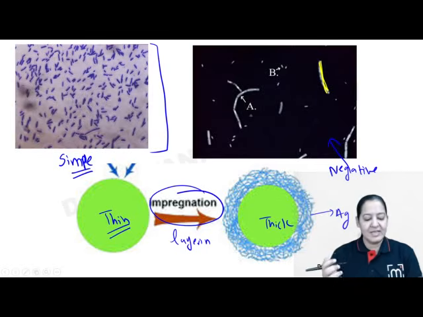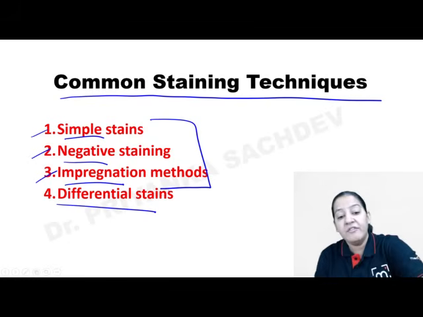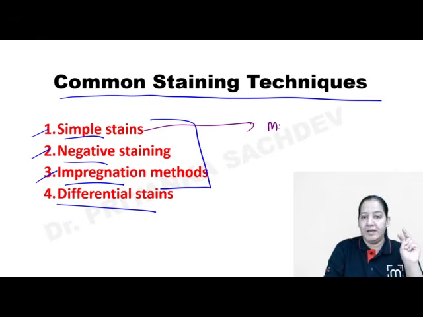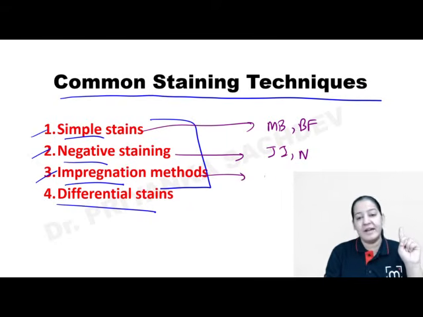So we have seen these three types of stains: the simple stain, negative stain and impregnation stain. We have already seen their examples. Simple stain has two examples: methylene blue and basic fuchsin. Both of them give the same color to all the bacteria. For negative stain, we have seen two examples: India ink and nigrosin. And impregnation, that is the layering. The layering is done by silver. So silver is the example here.